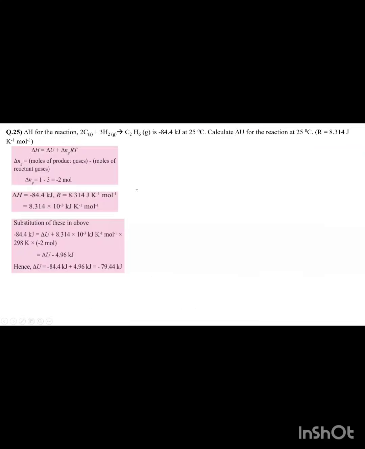If you observe here, the product contains 1 mole of ethane and the reactant contains 3 moles of hydrogen. We have to write 1 minus 3. Here 2 is not considered as the coefficient of carbon because it is not gaseous. The change in gaseous number of moles will be minus 2, which I have to substitute in the above equation to calculate the internal energy of the system, which is minus 79.44.